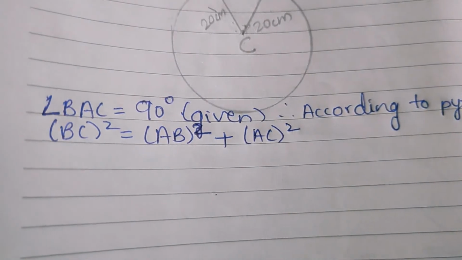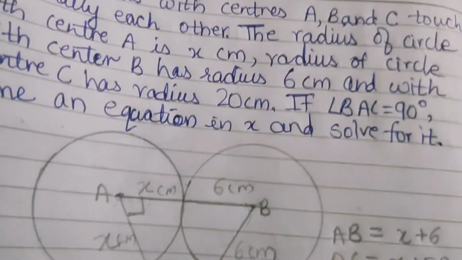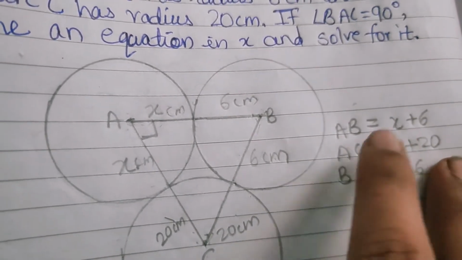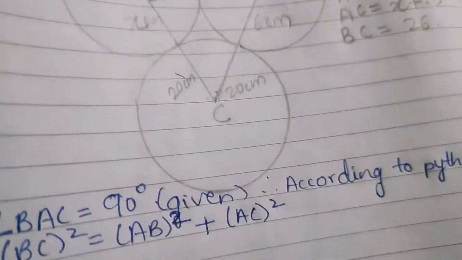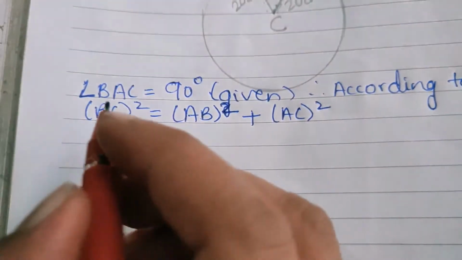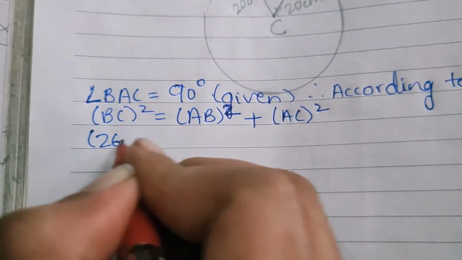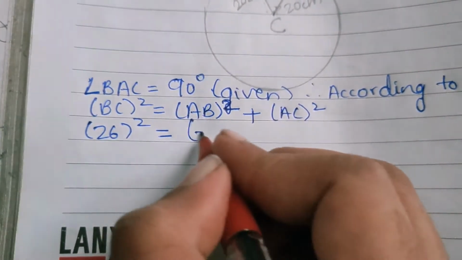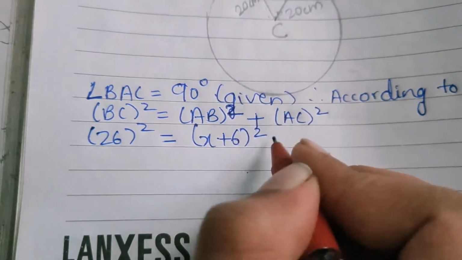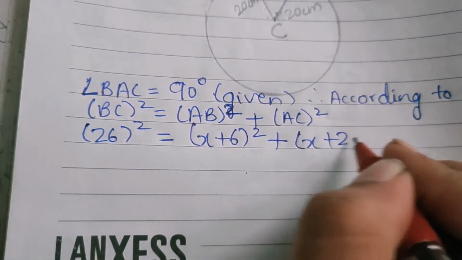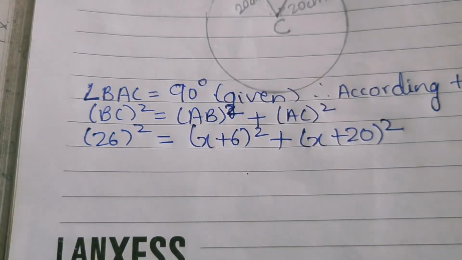Now we will substitute the values, where BC we found as 26, AC as x plus 20, and AB as x plus 6. So let's substitute the values. BC is 26, AB is x plus 6 the whole square, and AC is x plus 20 the whole square. Now let's solve.